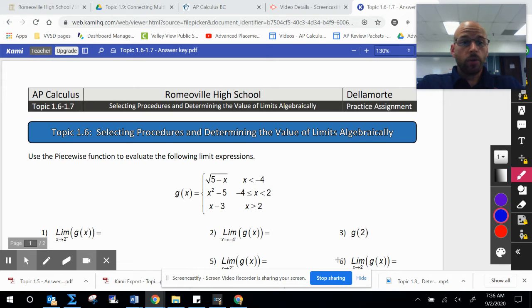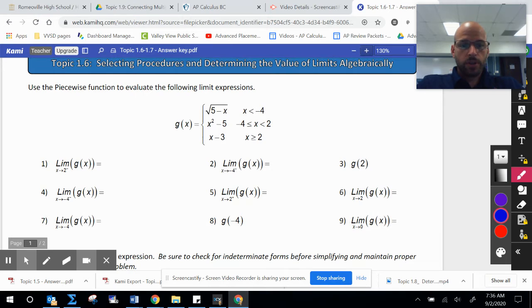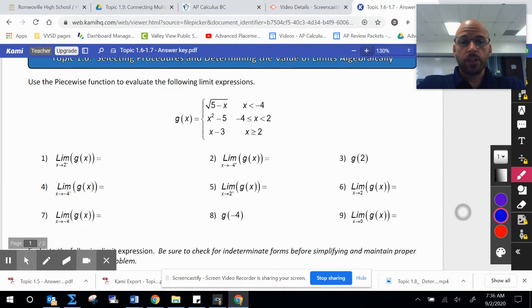Hello, we're going to go through 1.6, 1.7 practice. So this is going to be very skills driven. We're just going to evaluate a lot of limits algebraically, and we're going to select different procedures to use while we do it. Okay, so the first set of problems I have here are from a piecewise function. And so I just need to make sure I use the appropriate piece for each one.